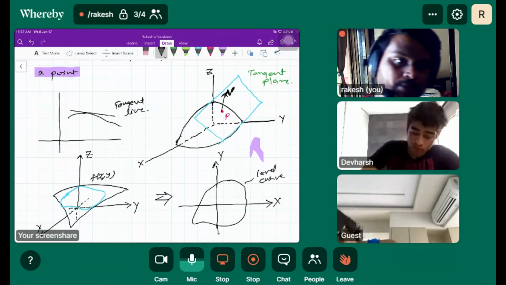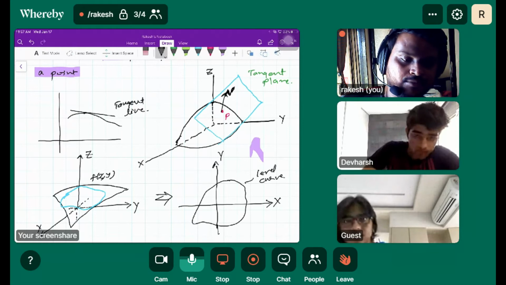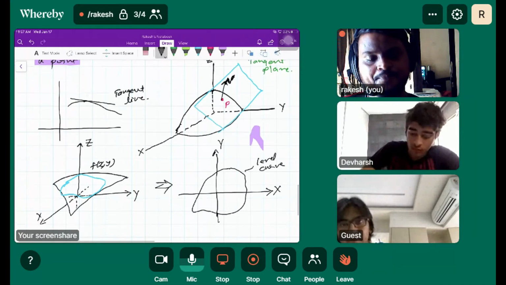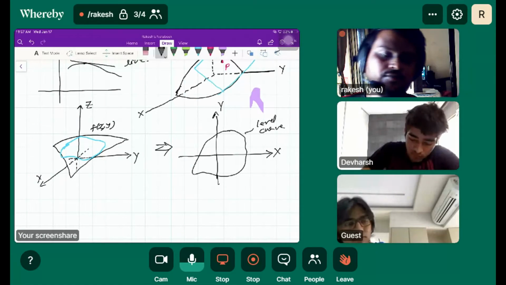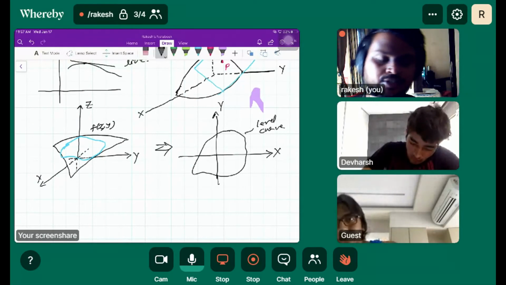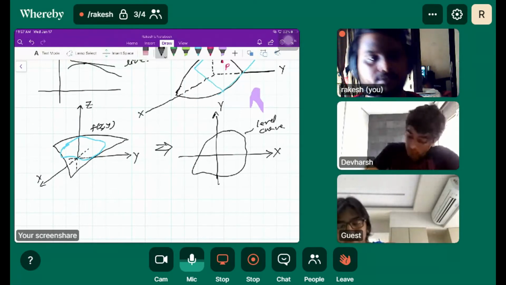Okay, you can give the mapping. This level curve is represented in the xy plane. Now the question is, how would we represent the equation of the level curve?